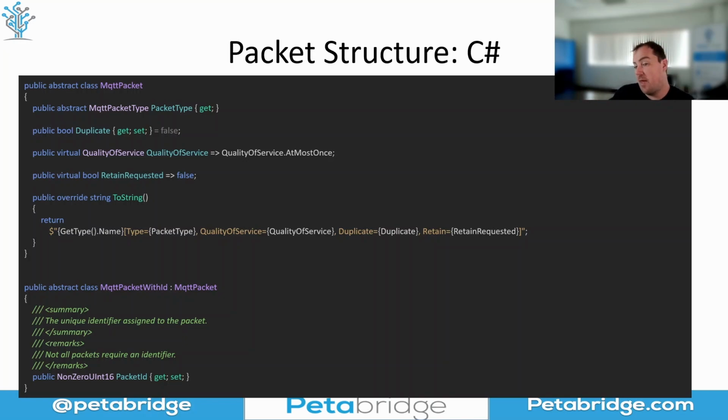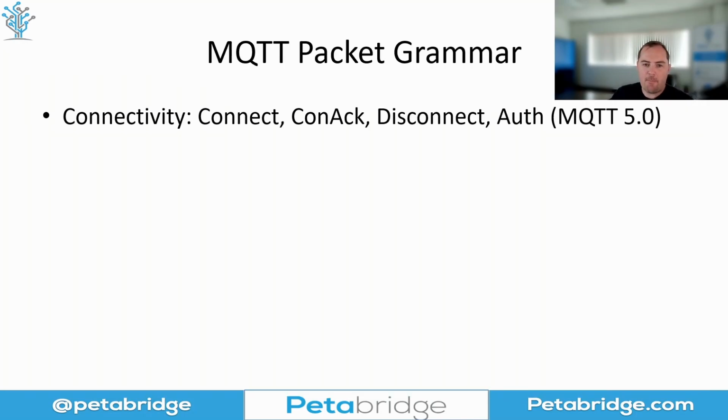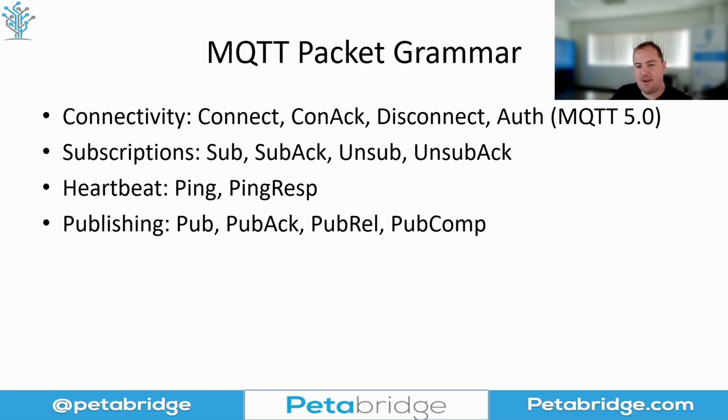So we need to be able to go from that binary structure we just saw to this structure and the other way around. From a packet grammar standpoint, we have to support, it looks like maybe about, I don't know, a dozen different packet types here. We have a couple of packets that deal with heartbeats, 4 that deal with connectivity, 4 that deal with subscriptions, and 4 that deal with publishing.